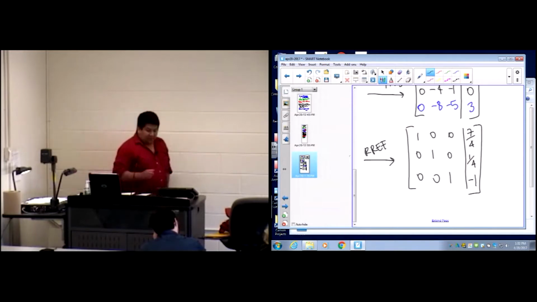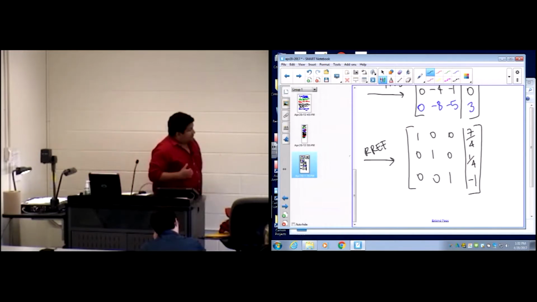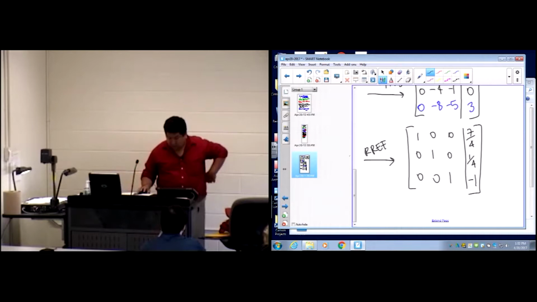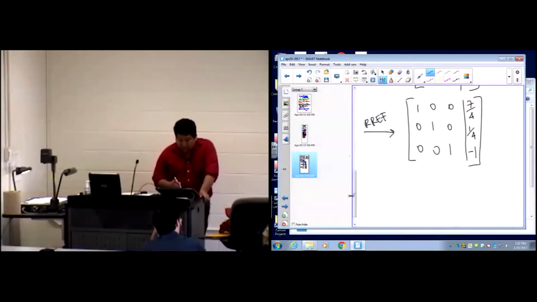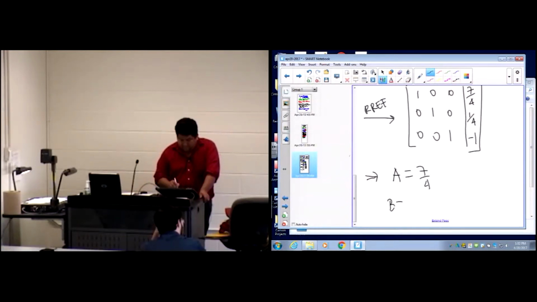So by finding that this is the RREF, what we conclude here is that A equals 7/4, B equals 1/4, and C equals -1. So A, B, and C are the numerators on our original proposition that this is the sum of fractions, the so-called method of partial fractions, right?